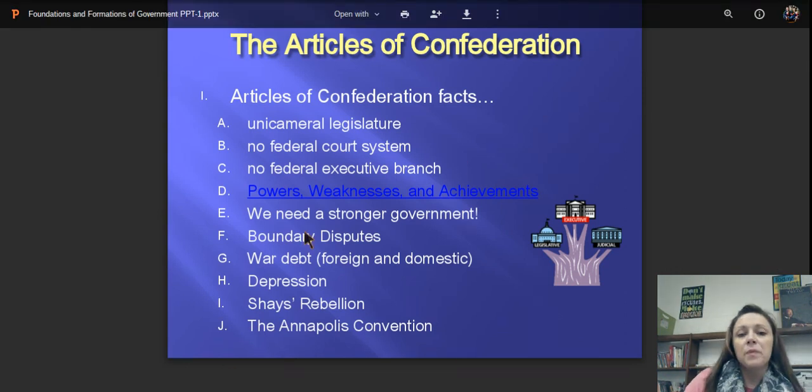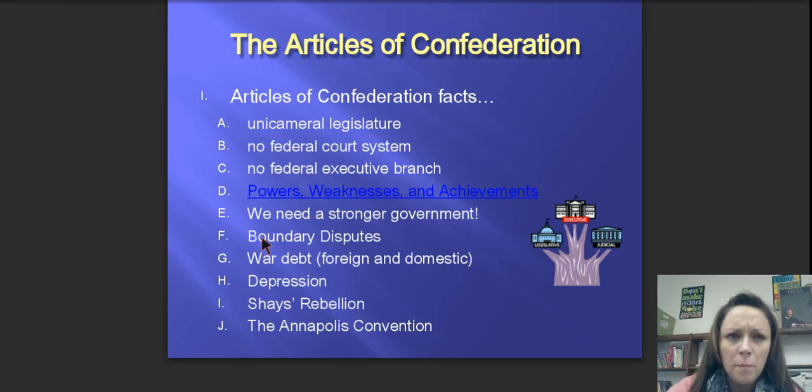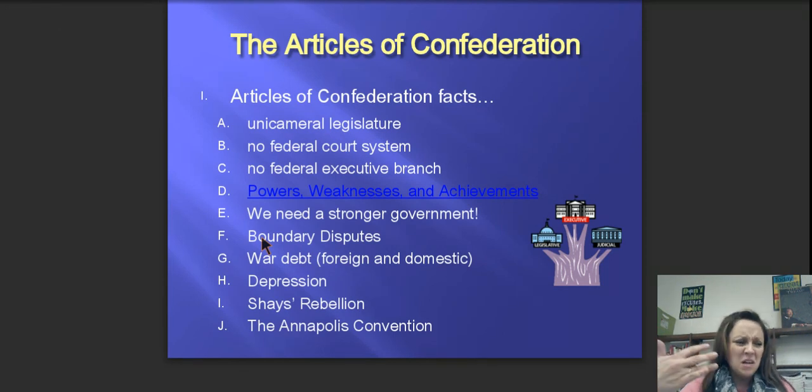All right, so we obviously needed a stronger government. There were boundary disputes between states. The border or the political boundary lines that divided up the states, states didn't agree that this specific boundary line separated their state from another, so that was a problem.